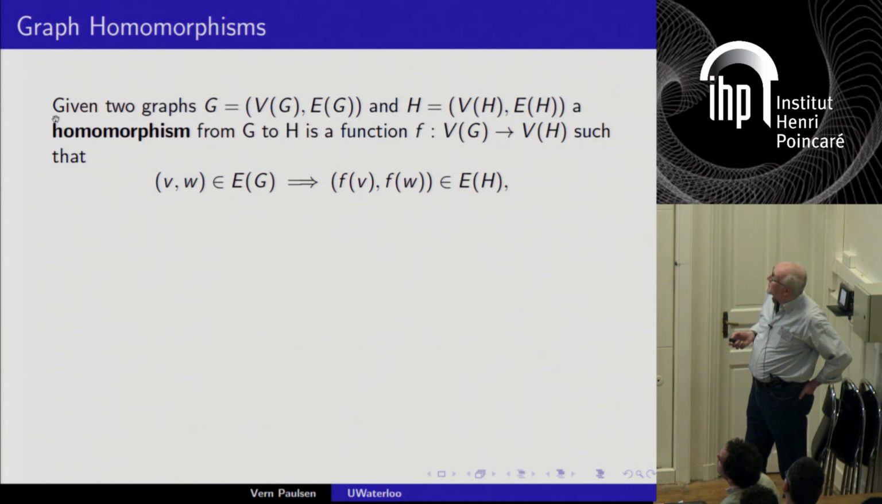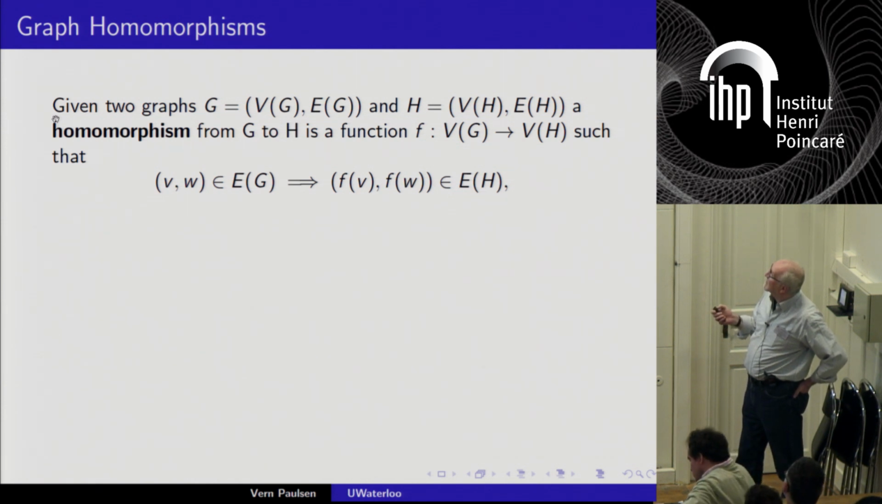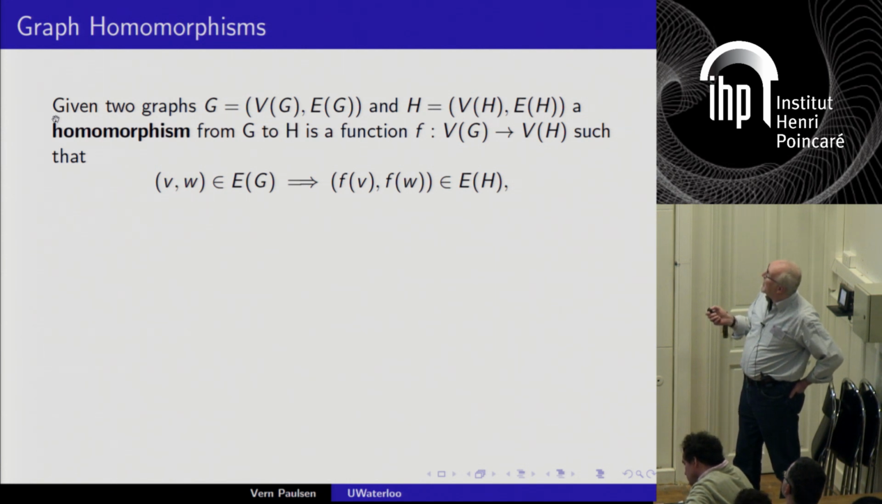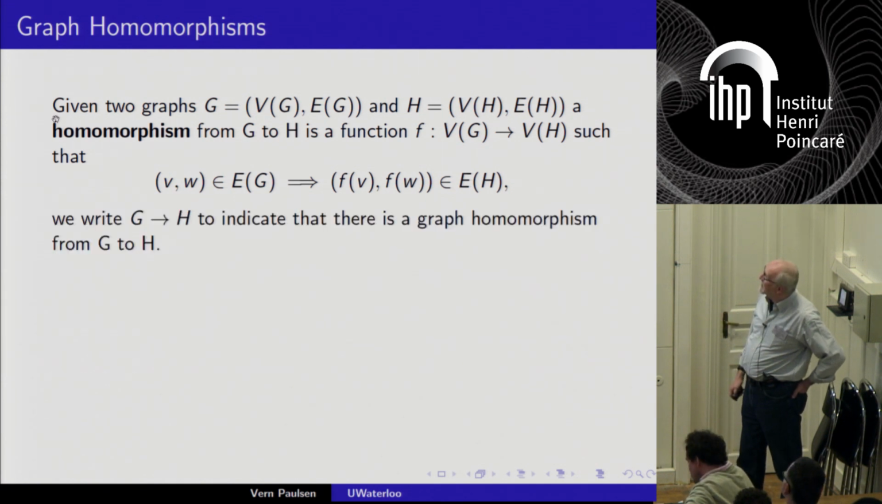So the idea of graph homomorphisms, you have a graph with a vertex set and edge set, and a second one with a vertex set and edge set. Then a graph homomorphism is just a mapping from the vertices of G to the vertices of H that satisfies the following property. Whenever a pair is an edge in G, then their image must be an edge in H. Now, graph homomorphisms are, so they just write G arrow H to indicate there is a graph homomorphism.